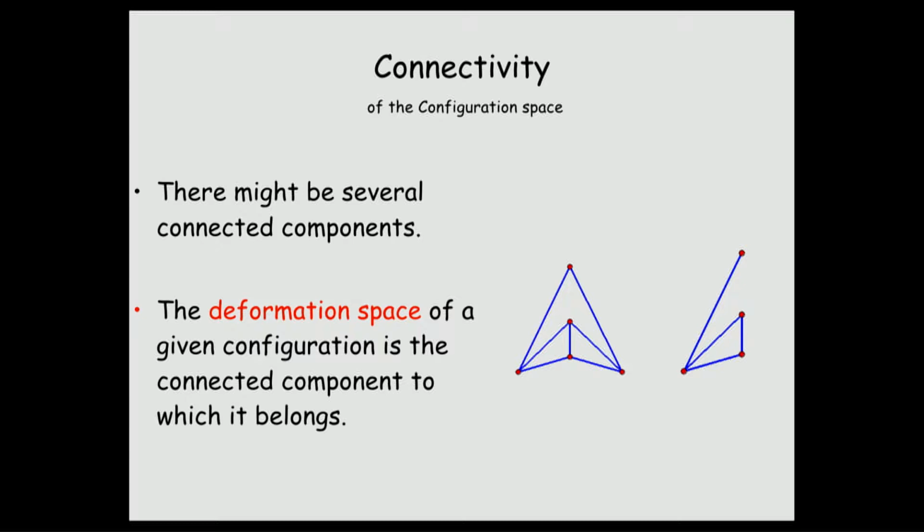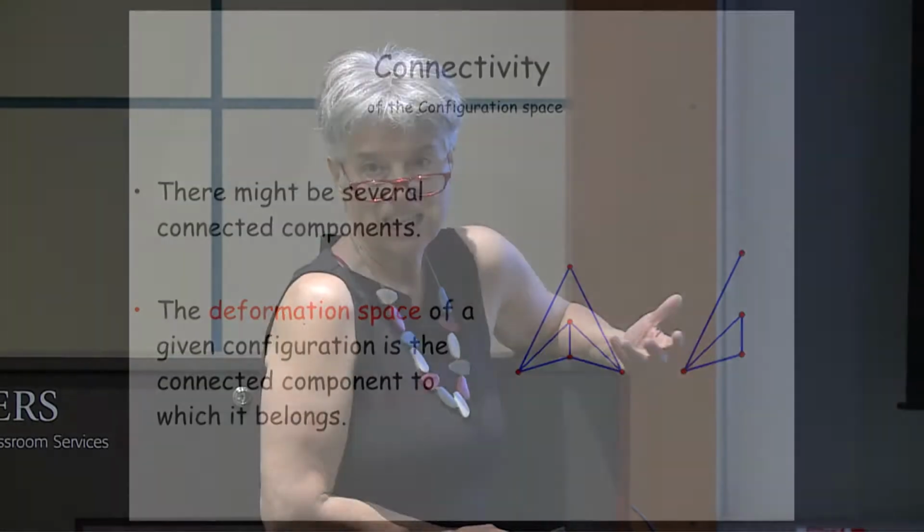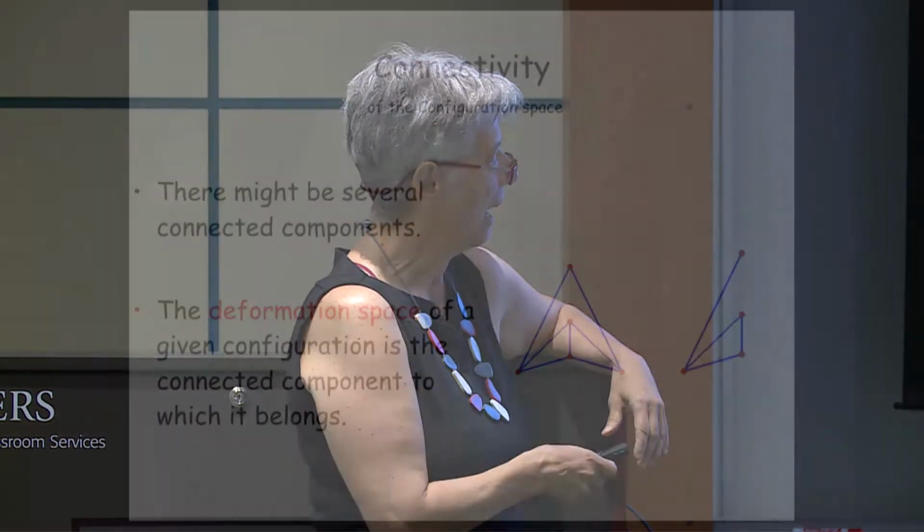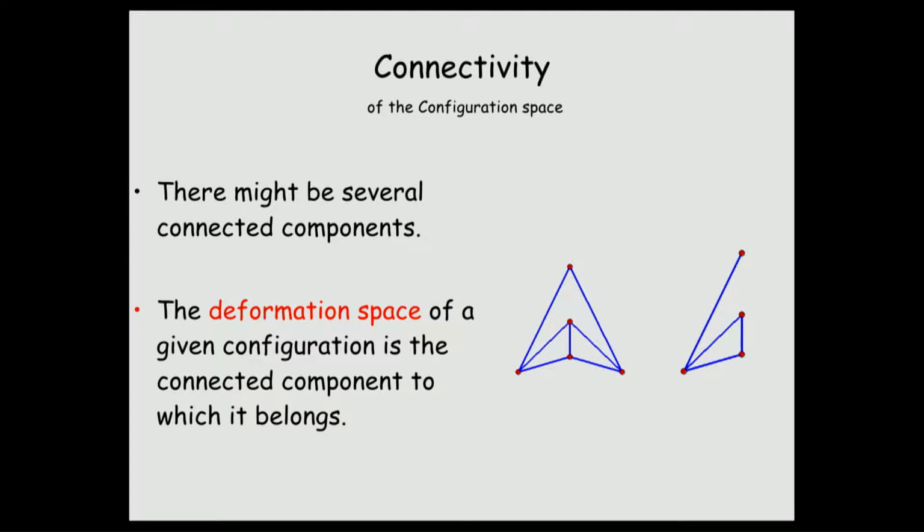Yeah? So now, when you look at this realization, it's obvious to you, I believe, that this one is 1 degree of freedom. Yes? So you see, we cannot talk about the degrees of freedom in general of the framework. We need to talk about the degrees of freedom of the particular deformation space of that particular framework. So this component is rigid. It's just one point. In the other component of the configuration space, it is flexible with 1 degree of freedom. It's a curve. Yeah? Good.